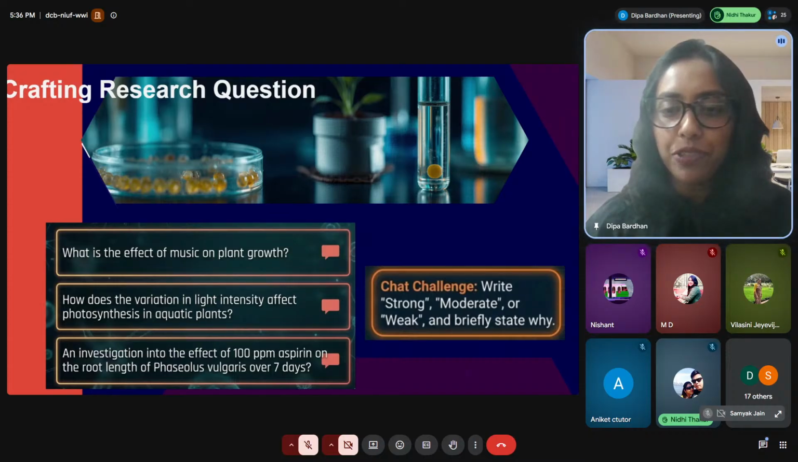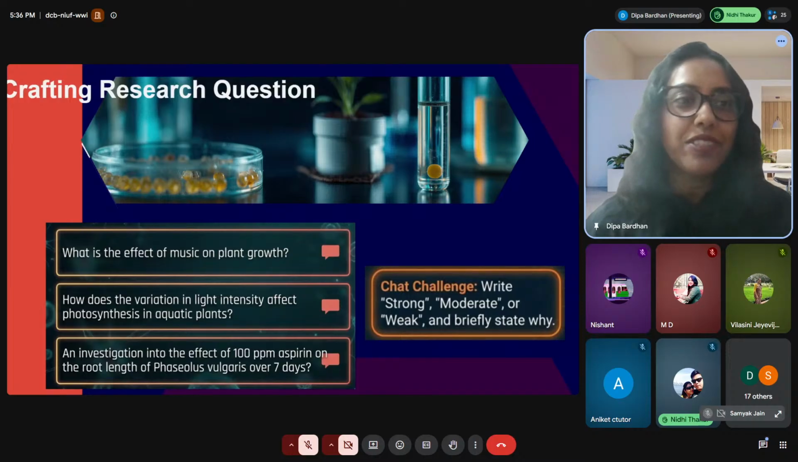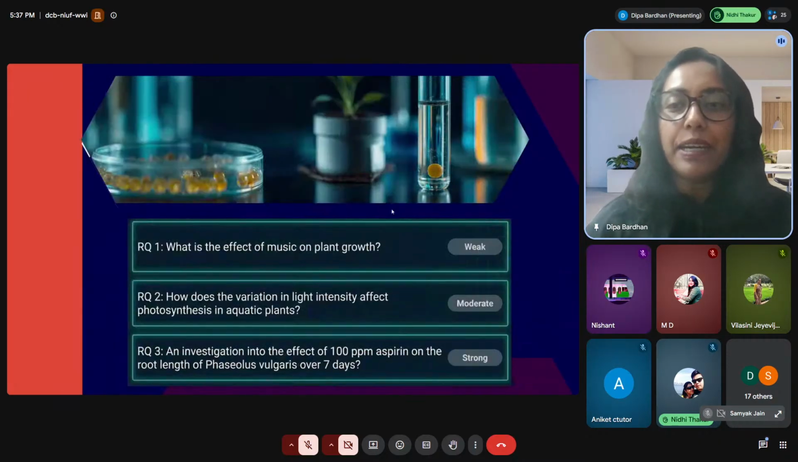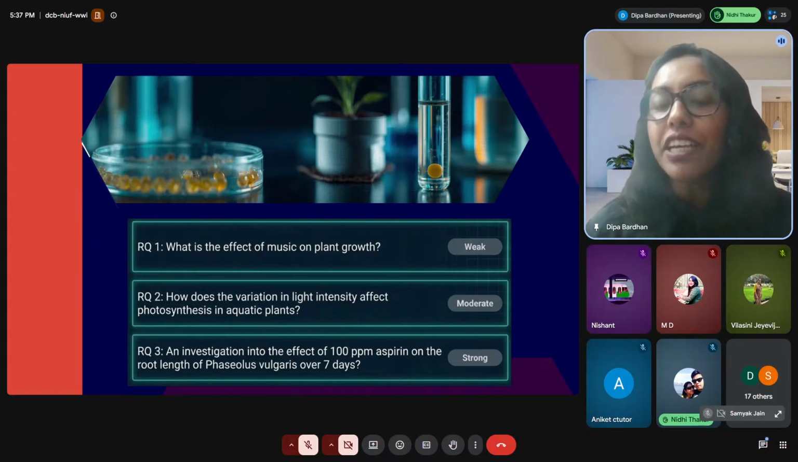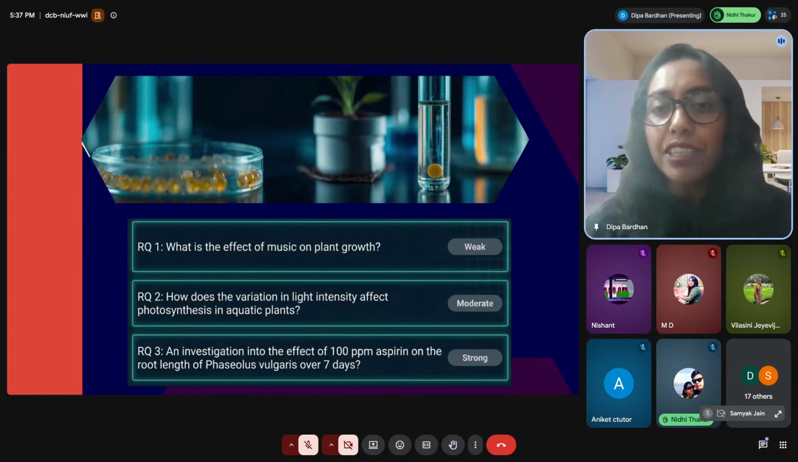So we move to our slide. Okay, so here it is. What is the effect of music on plant growth? It's a very weak RQ. It's very generic. Which type of music? What will be the frequency? Plant growth, which plant? How will the growth be measured?